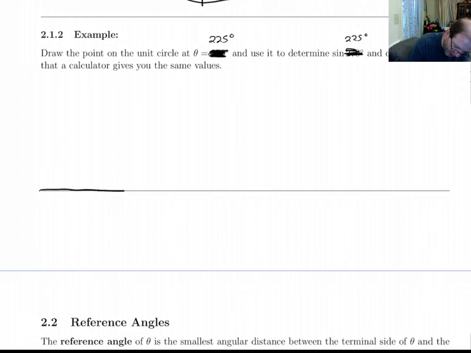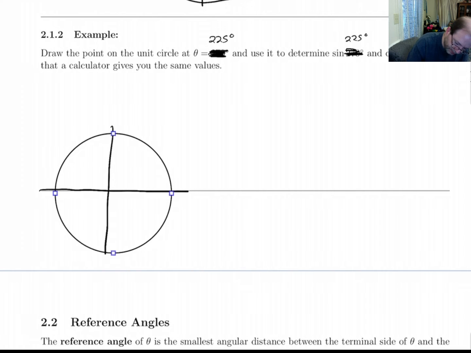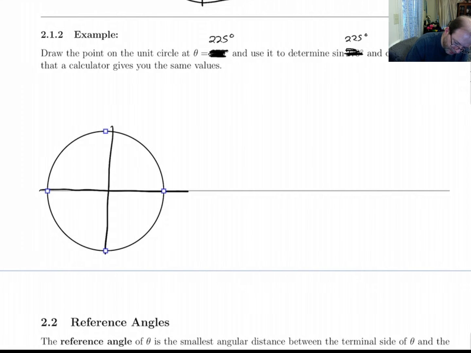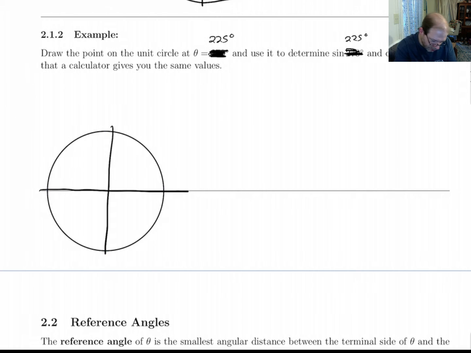I'm going to use that for my axis. So here's my axis. Here's my unit circle. Get it on there roughly. My axis is not straight, but that's okay. 225, that's going to be halfway between 180 and 270. So I'm going to draw in 225 in purple.